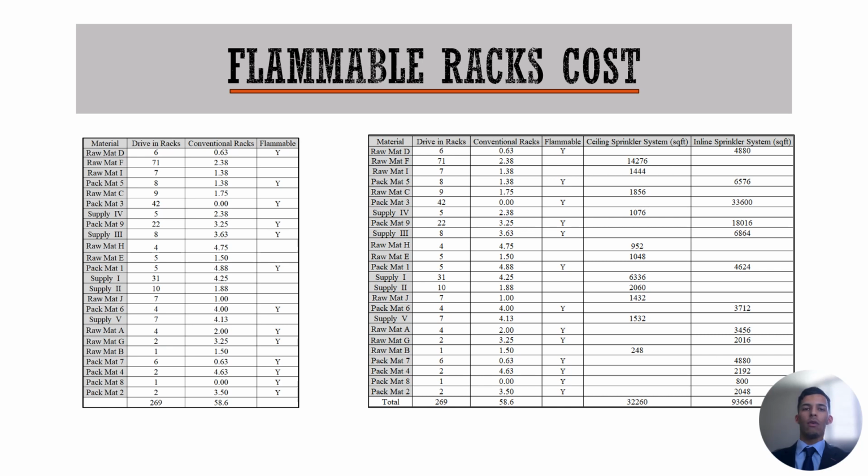Flammable racks cost. For non-flammable items, a ceiling-type sprinkler system is imperative, covering the area above the racks. Conversely, flammable materials require inline sprinkler systems, meaning each rack level requires its own sprinkler device. As observed, we determined the square footage required for the sprinkler system based on the flammability of each material and rack area. The conventional rack area measures 4 feet wide and 8 feet long, while the driving rack area measures 5 feet wide and 40 feet long. The total square footage for the inline sprinkler system amounts to approximately 93,000 square feet, and for the ceiling sprinkler system, approximately 32,000 square feet.